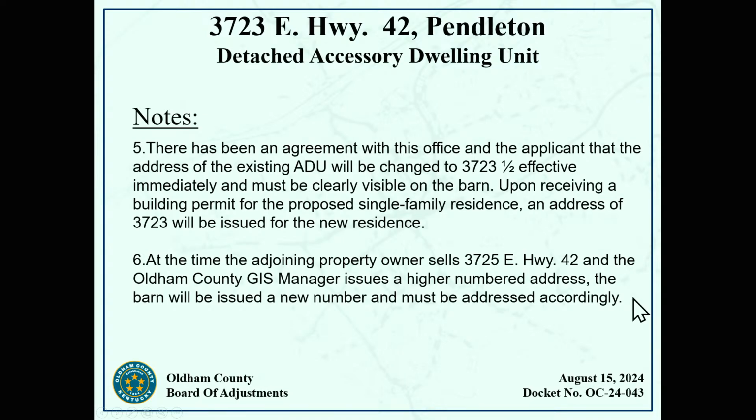And so in doing some talks, and Mr. Urban is here today if he wants to talk about this any further, there's been an agreement with the office and the applicant that the address of the existing ADU will be changed to 3723 and a half. That would be effective immediately and would be clearly visible on the barn. And in the rear of your staff packet, there's an agreement letter. The one that I provided to you is not a signed copy, but I believe the applicants and their representatives have signed that copy. So that address has to be clearly visible on the barn.